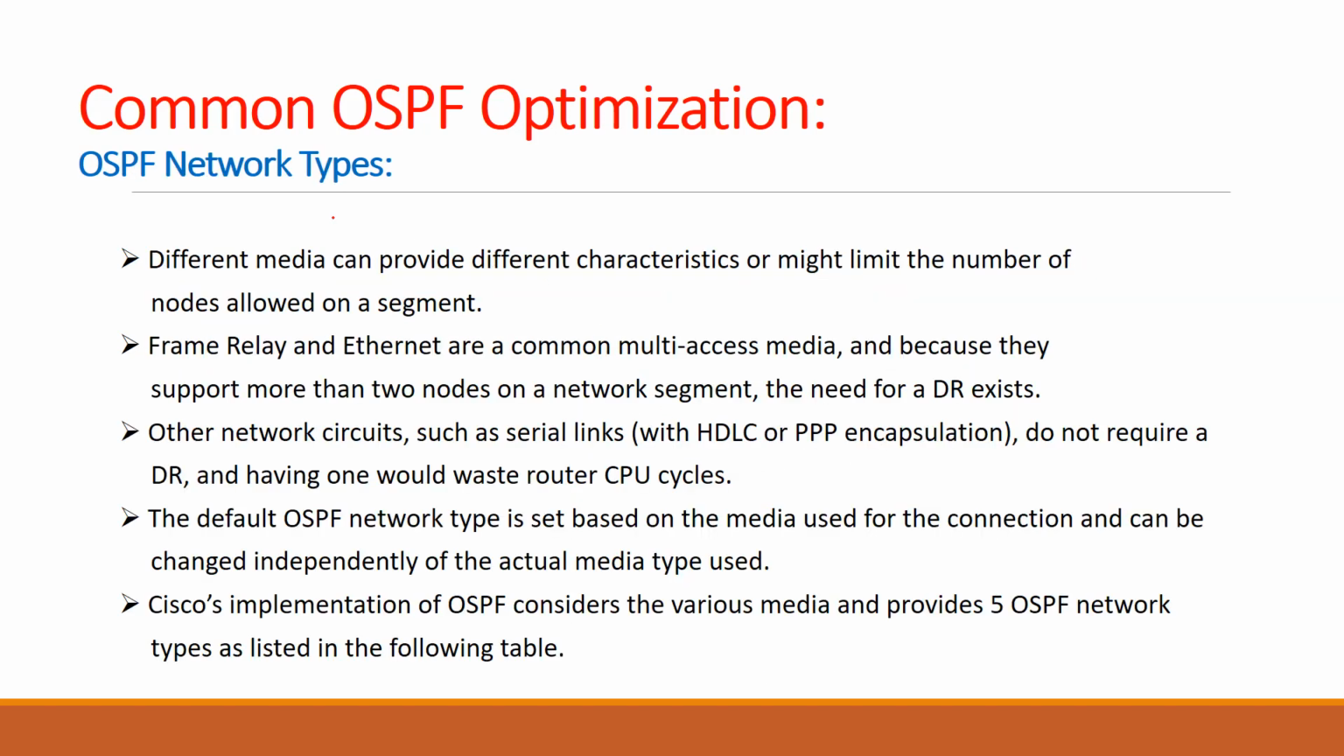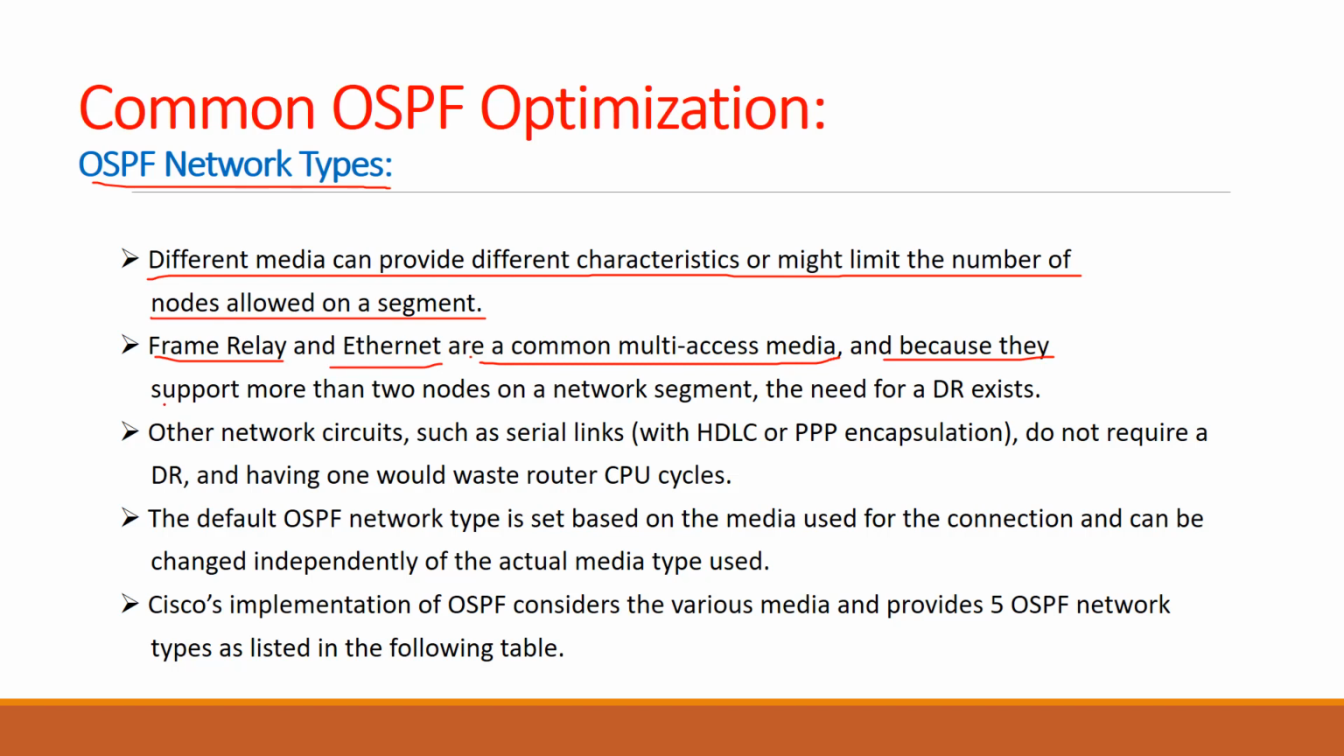Last thing we will discuss here, maybe not the last thing, but it is before the last thing: the OSPF network types. Different media can provide different characteristics or might limit the number of nodes allowed on a segment. Frame relay and Ethernet are common multi-access media. Because they support more than 2 nodes on a network segment, the need for a DR exists.